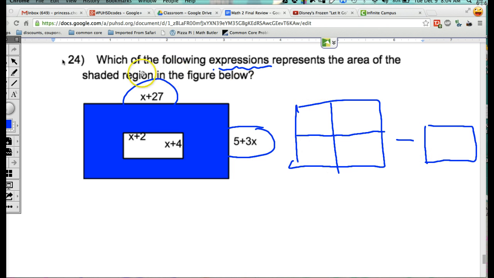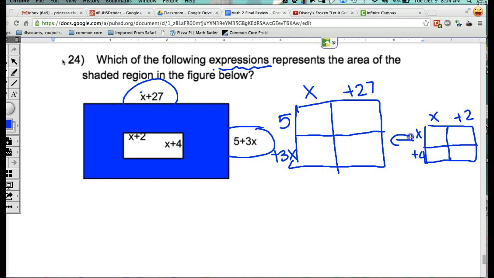Okay, so we have x plus 27, so I'm going to put x plus 27 over here, and then 5 plus 3x, so I'm going to put 5 plus 3x over here. And then I'm going to multiply. For the small square, I'm going to do the same thing, okay? We have x plus 2, that's the length, x plus 2. And then we have x plus 4 down here.